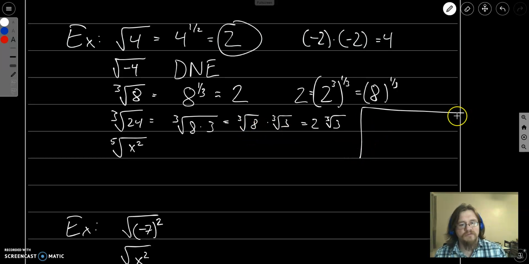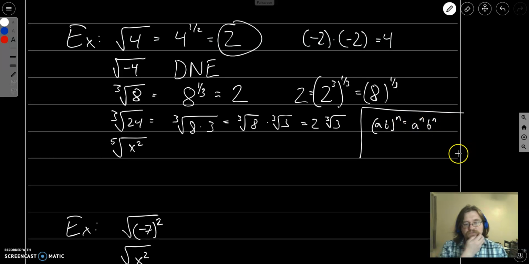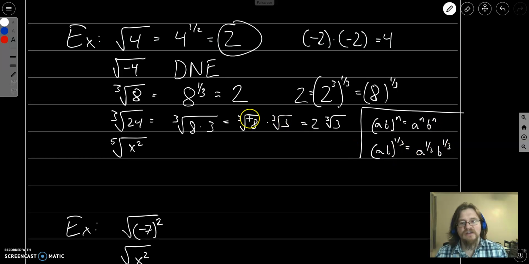So if you remember from the last video, if I take a times b to the nth power, I get a to the n, b to the n. This works not only for integer powers, but also for fractional powers. So like here, if I have a times b to the 1/3 power, this is the same thing as a to the 1/3 power times b to the 1/3 power. So instead of writing 24 to the 1/3 power, I can write it as 8 to the 1/3 power times 3 to the 1/3 power. So we can pull apart radicals, we can pull apart exponents like so.